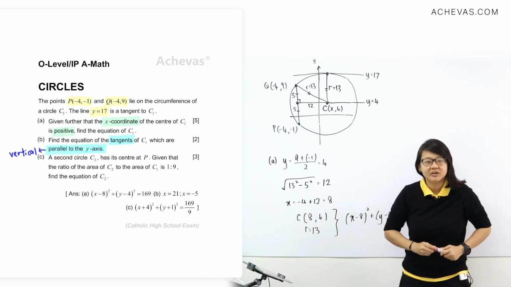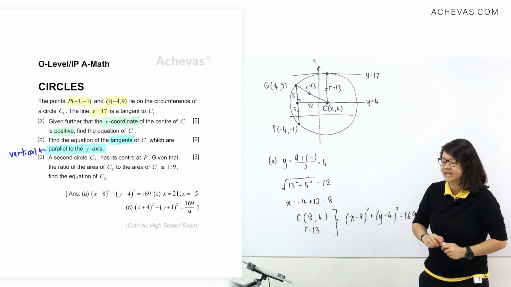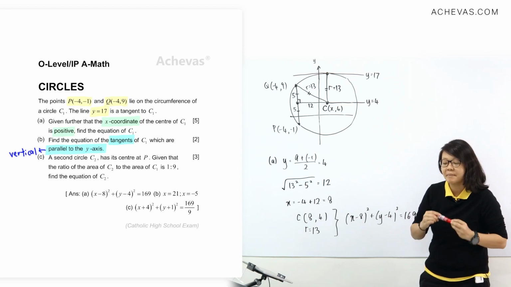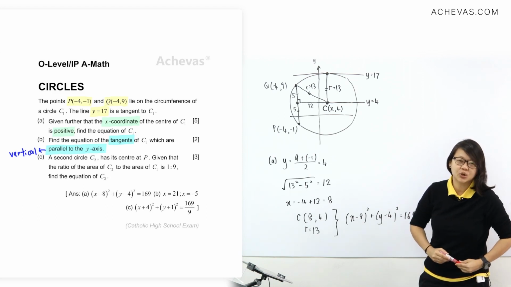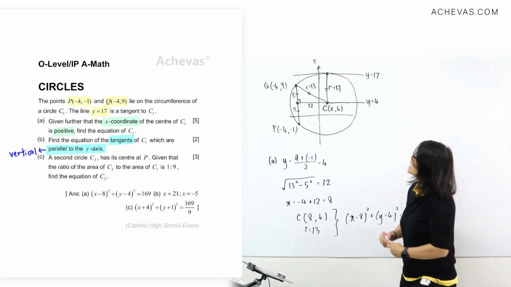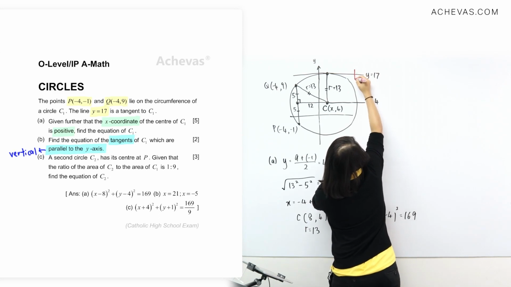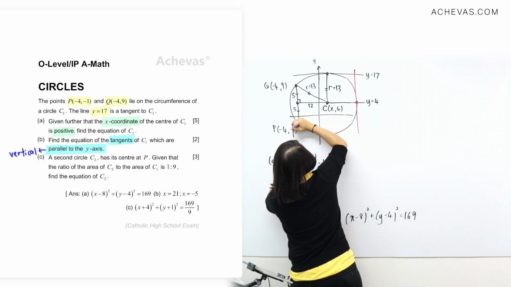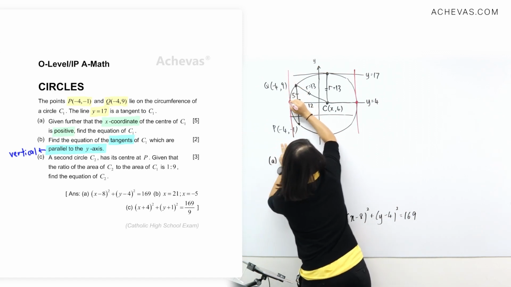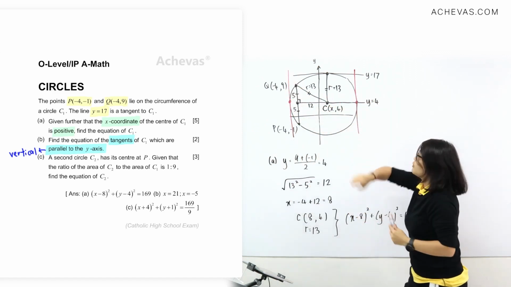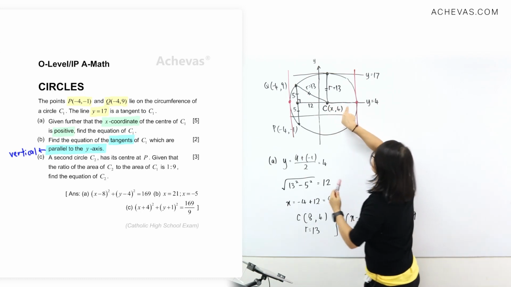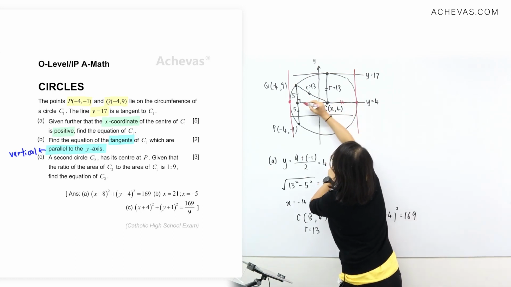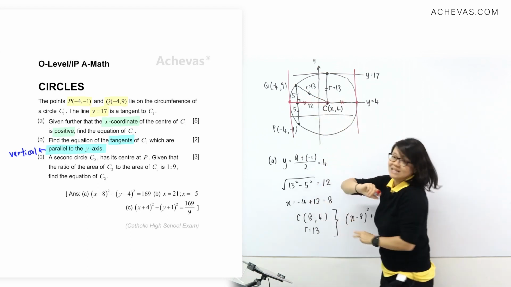Now let's take a look at part B of the question. Find the equation of the tangents of C1 which are parallel to the y-axis. We know the y-axis is vertical, so the tangents are going to be vertical lines. Let me draw the vertical tangent here, touching the circle at this point and also at this position here. From this dot to the center is going to be a radius as well, which is 13.